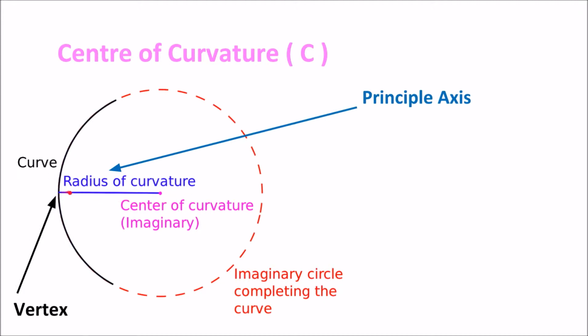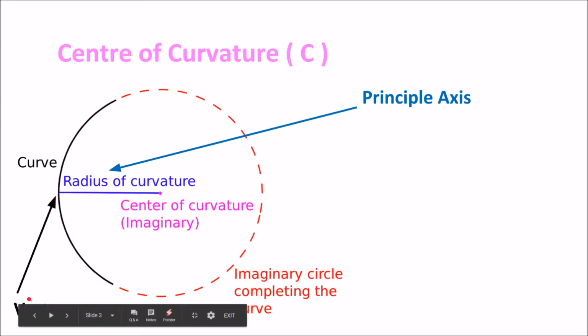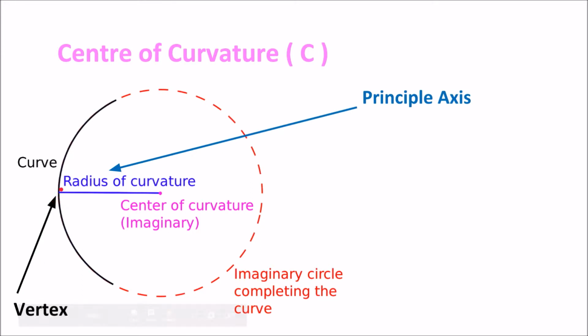The point where the principal axis meets the mirror is called the vertex, and sometimes in your diagrams you'll see this point labeled with a V, or occasionally they'll use the letter A. So this is the vertex. This line represents the principal axis, and this dot represents the center of curvature. Those are just some terms to be familiar with as we go through curved mirrors.